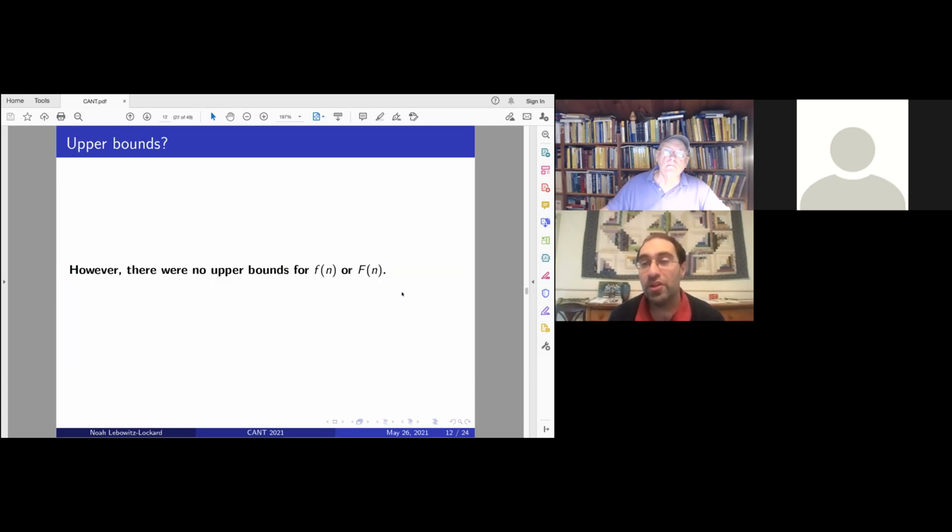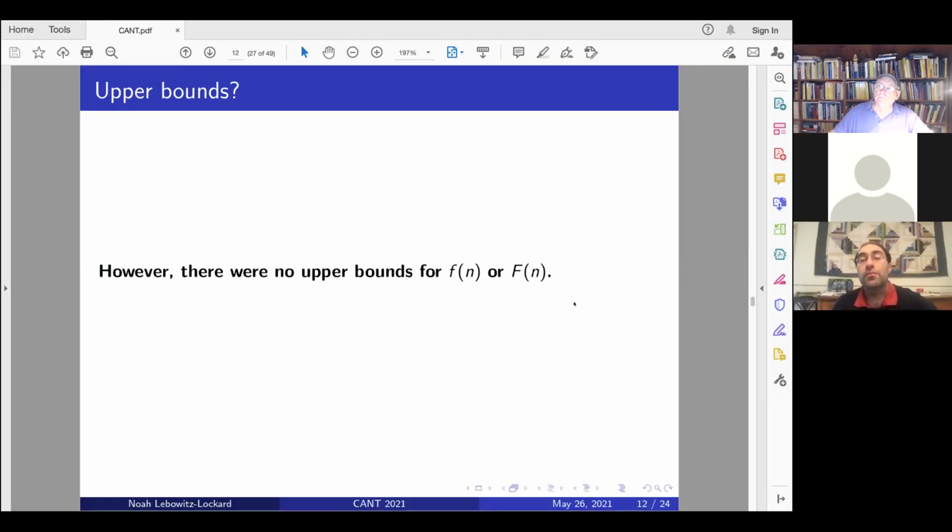So this is all well and good, but they never actually found upper bounds for little f or big F. There really weren't any upper bounds known except for that one we saw a few slides ago, which was n over L of n to the 1 plus little o of 1. So I've been investigating this problem recently.